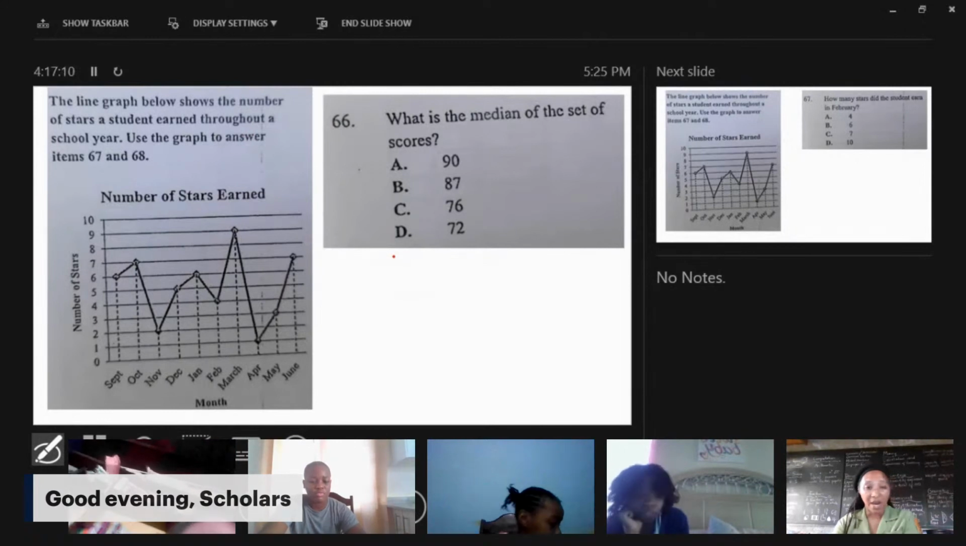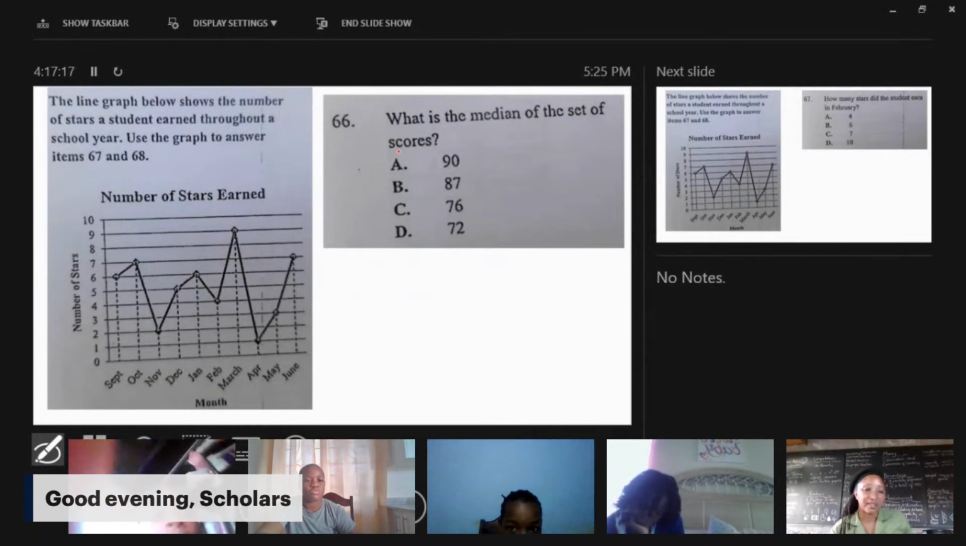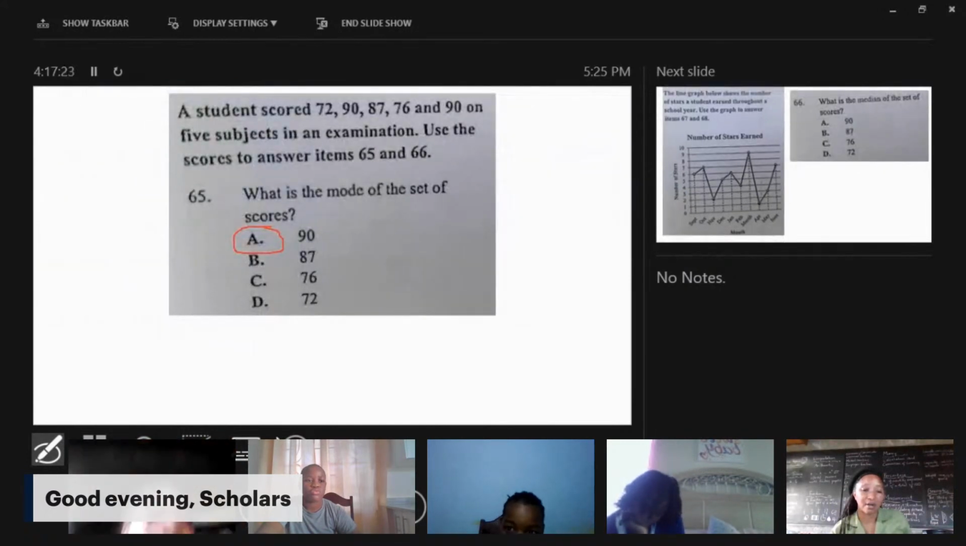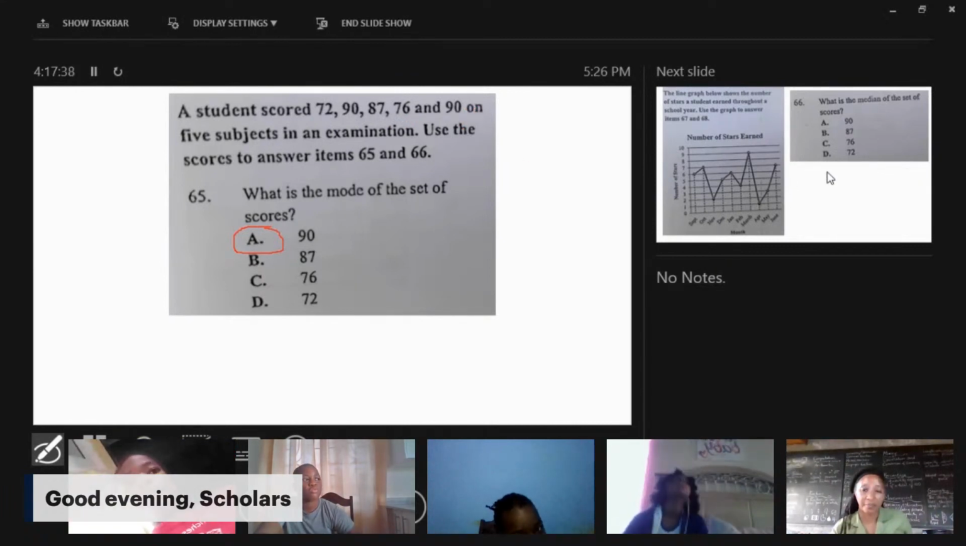So Amari, please do question 66. And please ignore this chart. It's for number 67. So 66 is based on the numbers that we just saw. So jot these numbers down quickly, Amari. You have something to write with? Yes, miss. So it's 72, 90, 87, 76, and 90. Okay? You have them? But you have to move fast. Mathematicians have to move fast.